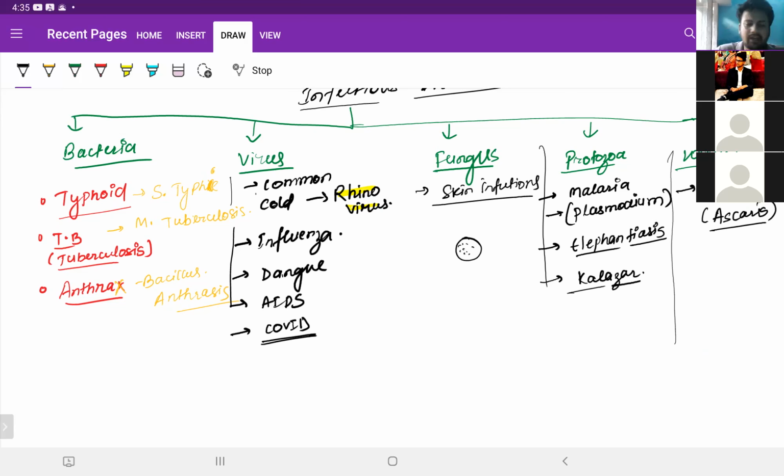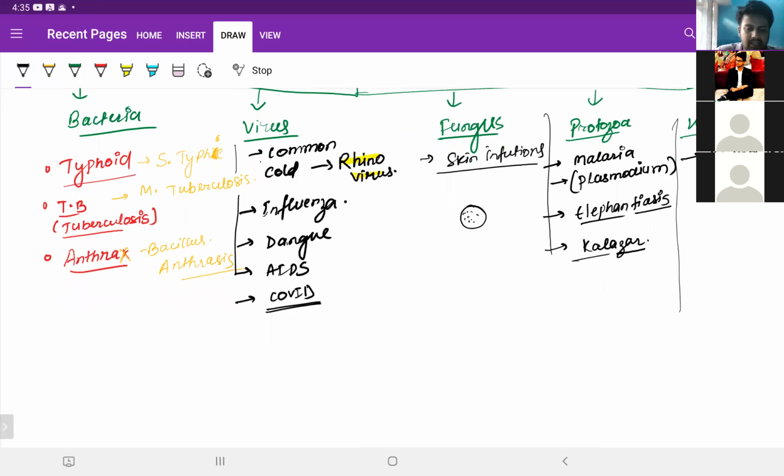So if it is a fungal infection, we have antifungal drugs. If it is a protozoal infection, antiprotozoal drugs; for worms, anti-helminthic drugs, and lots of other drugs are there. We have classified so that we can make it easy to diagnose and treat these diseases, right?